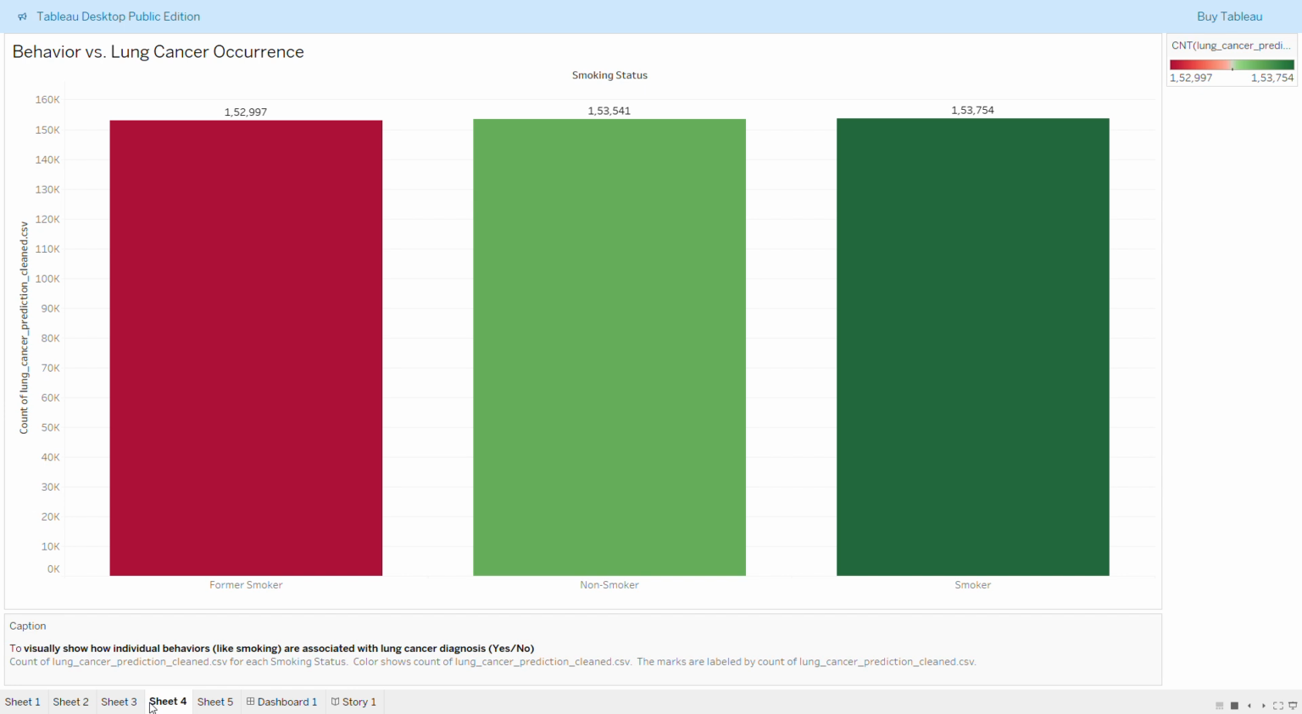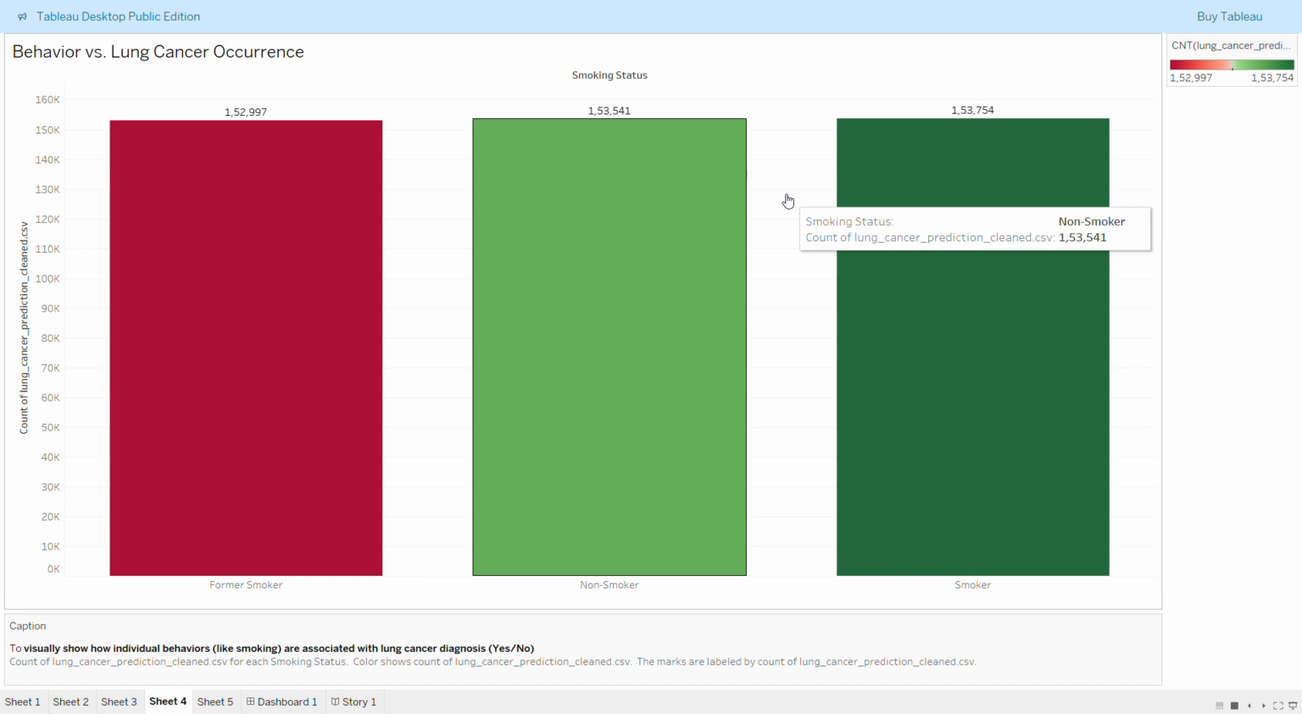behavior. This chart explores the impacts of behavior according to the consumers, like smoking, alcohol use, and how lung cancer occurrence varies according to the behavior. Smoking emerges as the most significant behavior risk factor. We can see here that it is 1,52,997. Excessive alcohol use and second-hand smoke also contribute to a lesser extent.